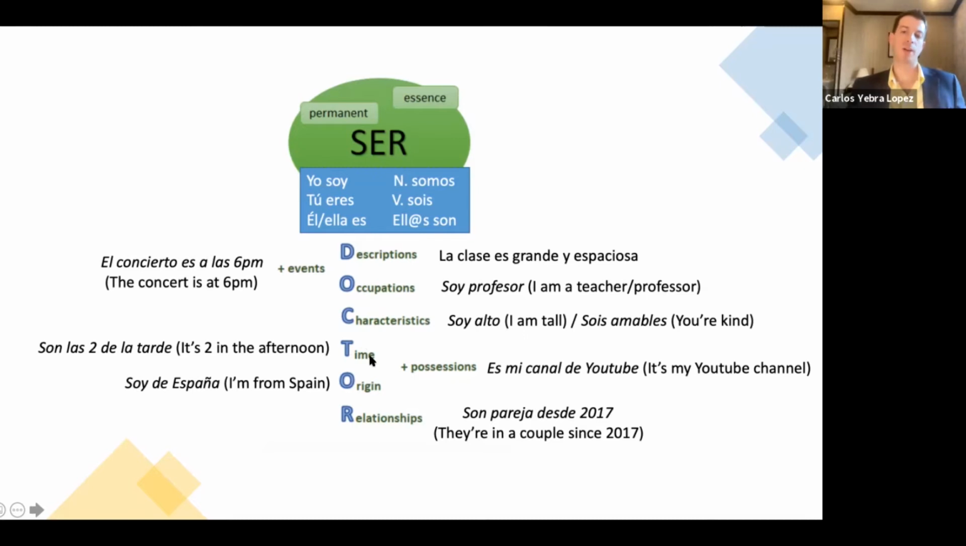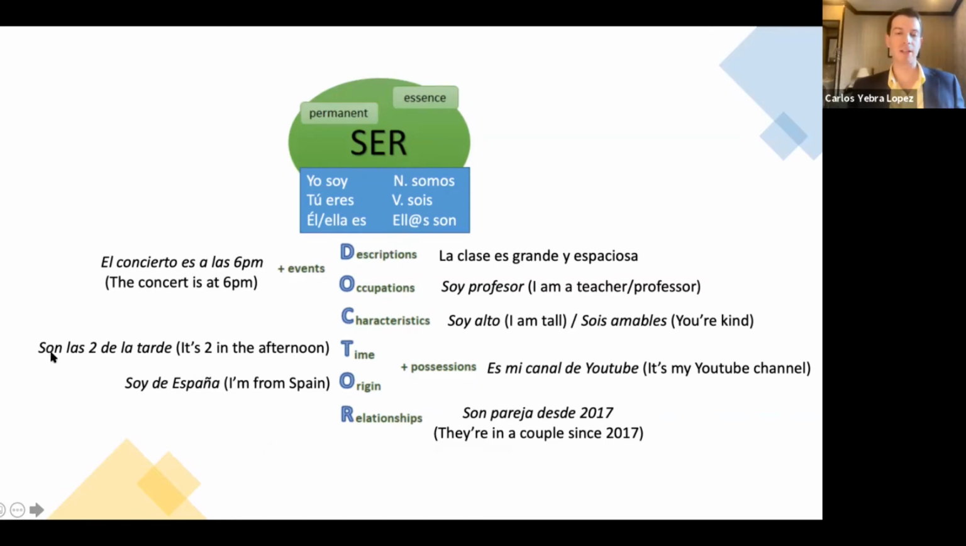Time. If we want to express time, even though time changes, we express it with the verb ser. So we say, son las 2 de la tarde, to say it's 2 in the afternoon. Here it is very important to bear in mind that all hours in Spanish are used with the plural son. So son las 2 de la tarde, which literally would mean they are 2 in the afternoon, but in English it's singular, it's 2 in the afternoon.